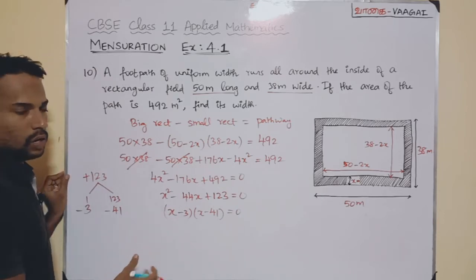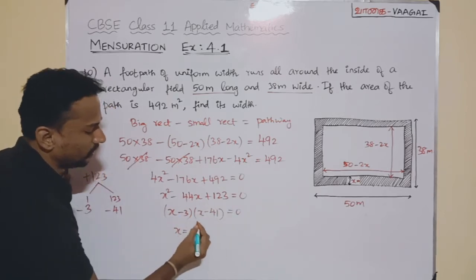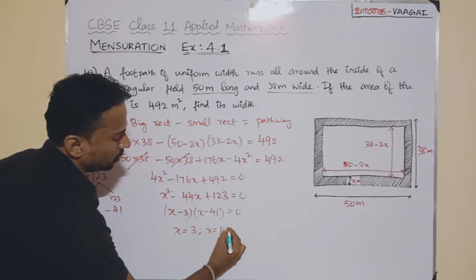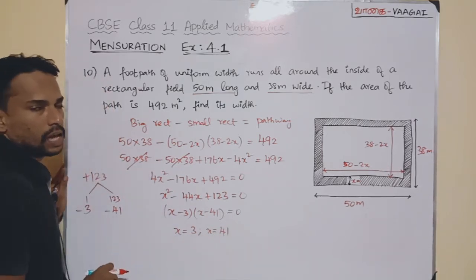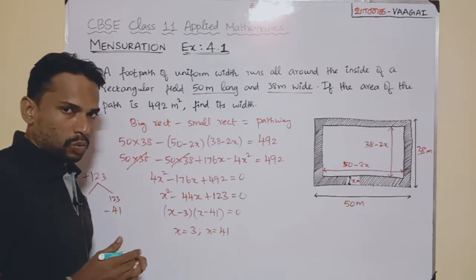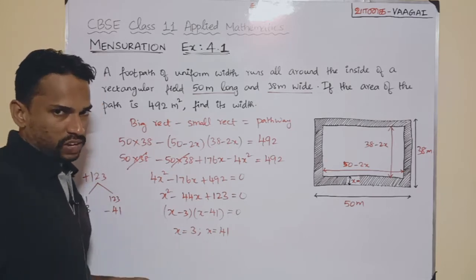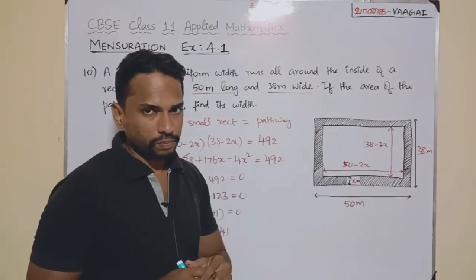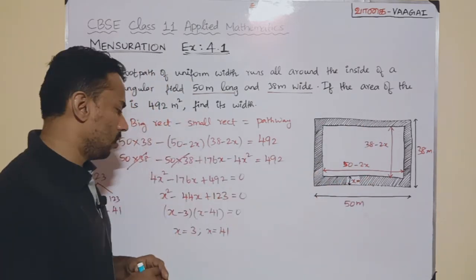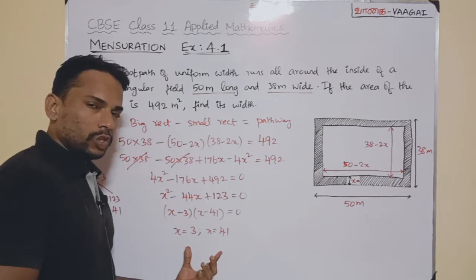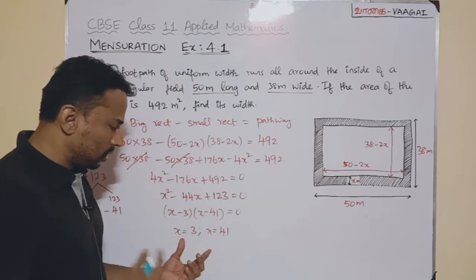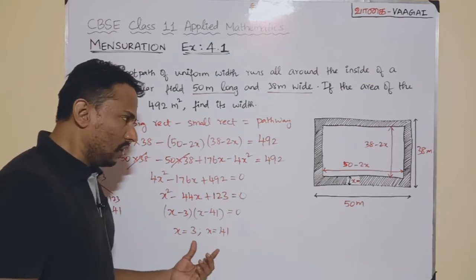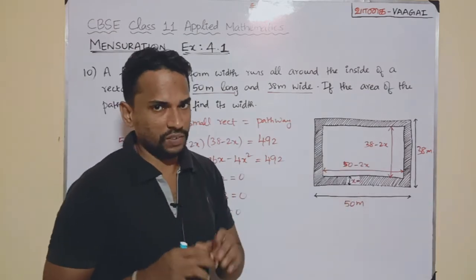So I am getting 2 factors. Now from this I will get 2 possible values for x. x is equal to 3 and x is equal to 41. So I am getting 2 values for x. But please hold on. Both of them are values of x only. And x is basically what? The width of the pathway. That is what x is. Although we got both the values to be positive, we also have to think about which one will fit the question's situation. That we have to carefully think.